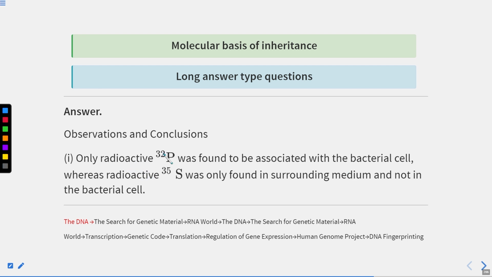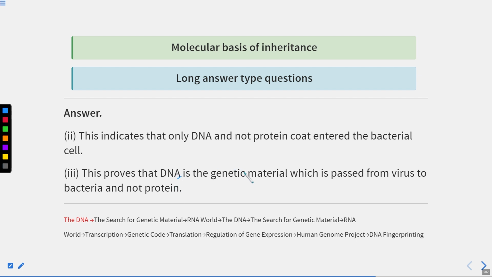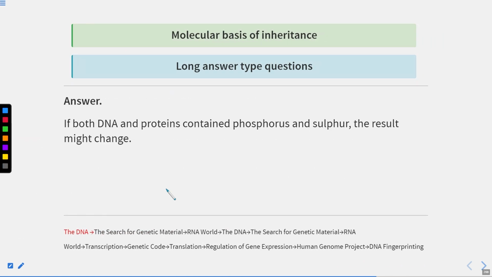Now, what were the observations and conclusions? Only the radioactive phosphorus was found to be associated with the bacterial cell, whereas the radioactive sulfur was found only in the surrounding media, or the supernatant, and not inside the bacterial cell. So this shows that the radioactive sulfur was present in the protein coat and radioactive phosphorus in the DNA, and DNA was transferred inside the cell. This indicates that only DNA and not the protein coat entered the bacterial cell. This proves that DNA is the genetic material passed from virus to bacteria, and protein is not. So this was the Hershey and Chase experiment.